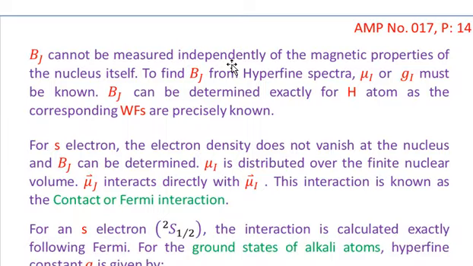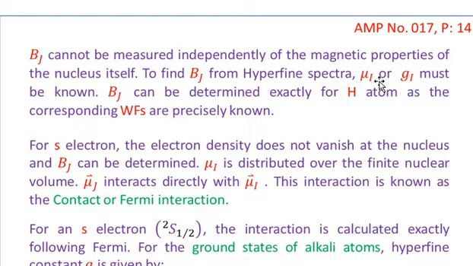Bj cannot be measured independently of the magnetic properties of the nucleus itself. To find Bj from the hyperfine spectra, mu I or GI, which are the nuclear parameters, must be known. Bj can be determined exactly for the hydrogen atom as the corresponding wave functions are precisely known.